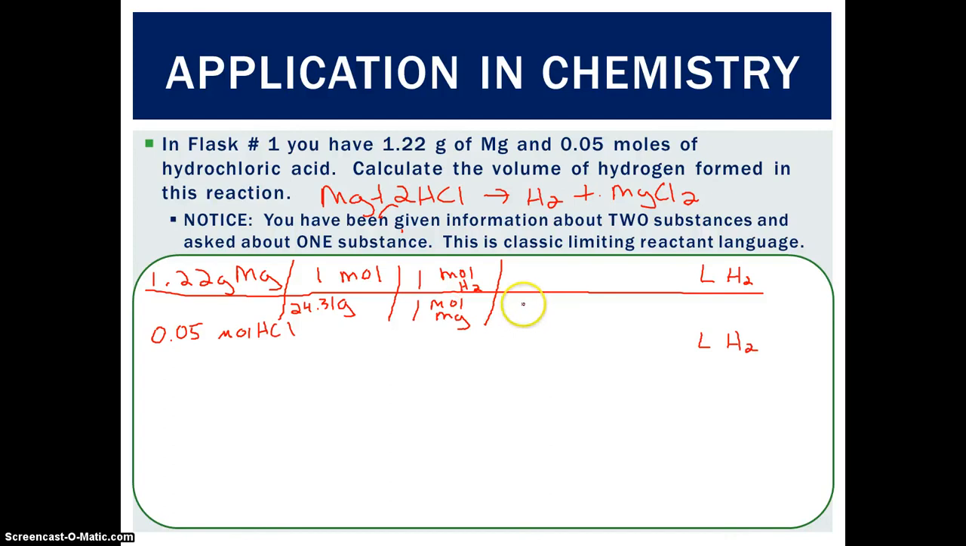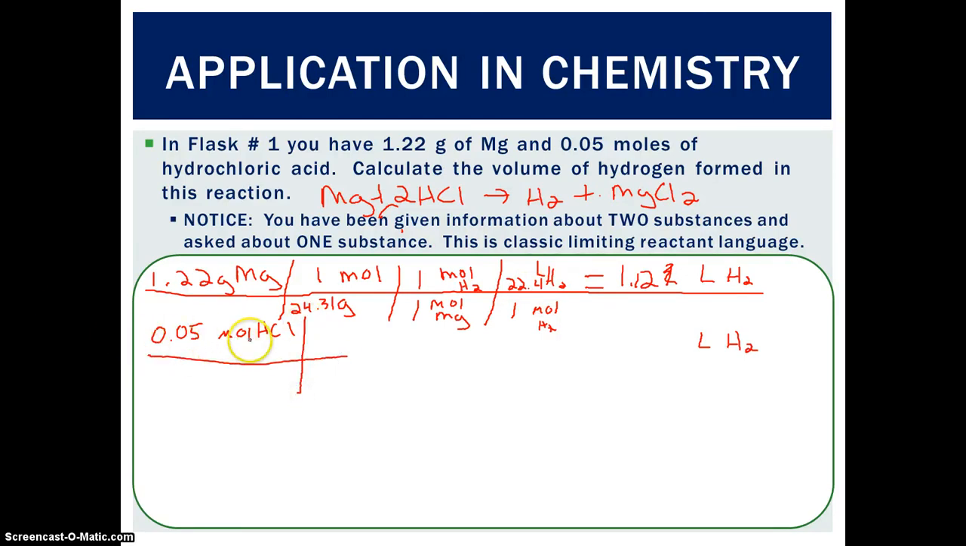Finally, to go from moles of hydrogen to liters of hydrogen, I need my molar volume, 22.4 liters per 1 mole. Let the units guide you. Put the units in and then the numbers to identify the conversion factor you need. I plug this all in. 1.22 divided by 24.31 times 1 divided by 1 times 22.4, and I end up with 1.12 liters. Now I do it all again, starting from a different given.